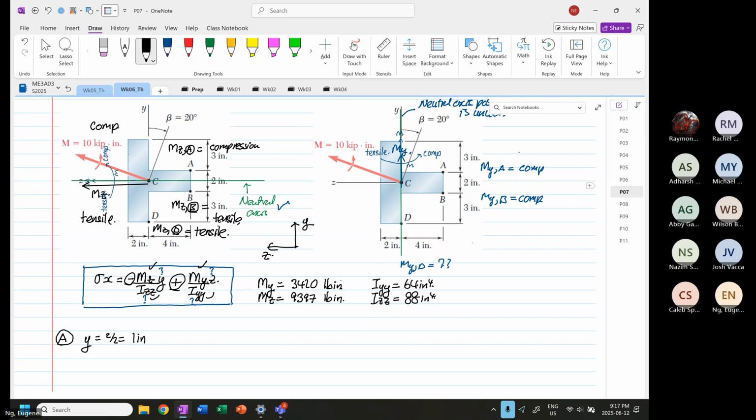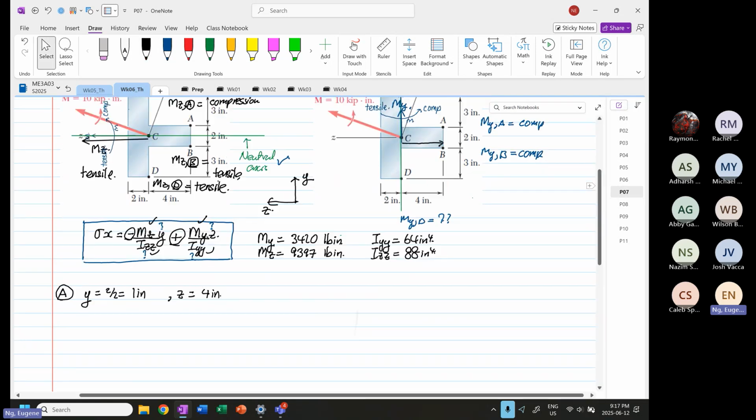Okay. And then the z direction, right? So the z is left, right, from the centroid. So this is the z direction at point A. So this is equal to 4 inches. You don't need to worry whether it is positive 1, negative 1, positive 4, negative 4. You don't need to worry about that because why? I'm going to show you now.